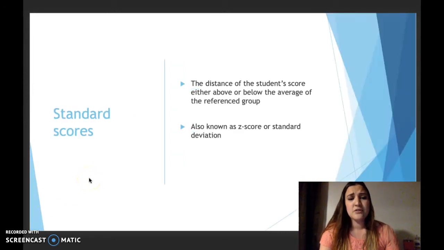Standard scores. A standard score is also known as like the z-score or a standard deviation. It is the distance of that student's score from the average, from the mean of the group. And so if the average score of the group is a 70 and I score an 80, what's my standard deviation? What is my standard score above the average of the group?